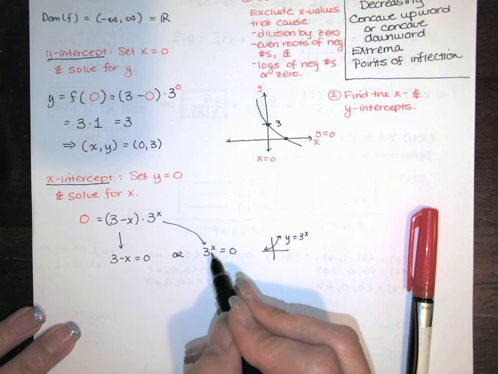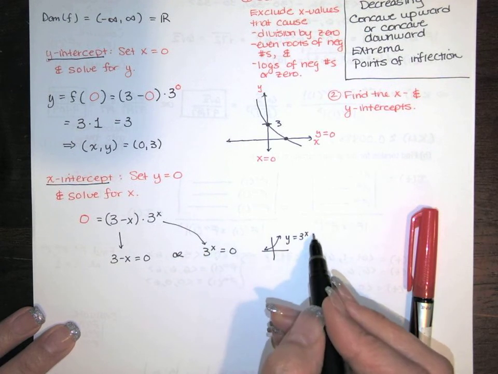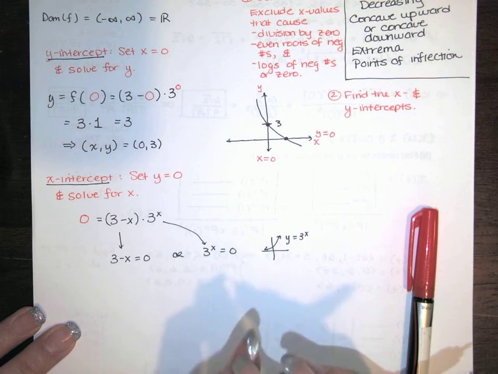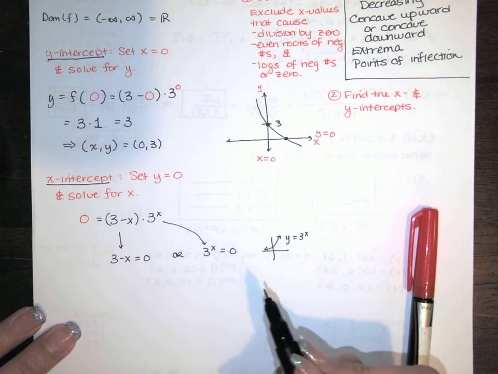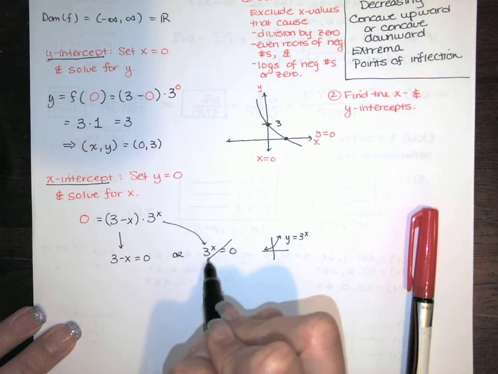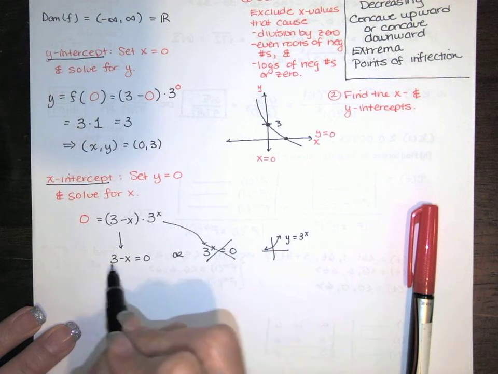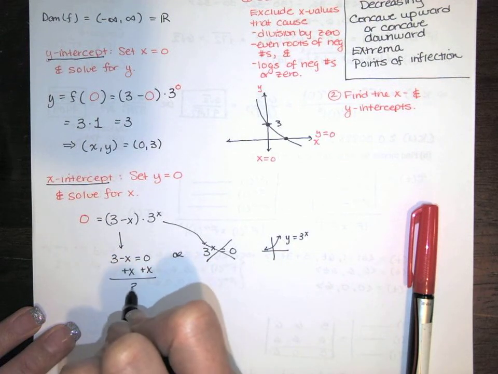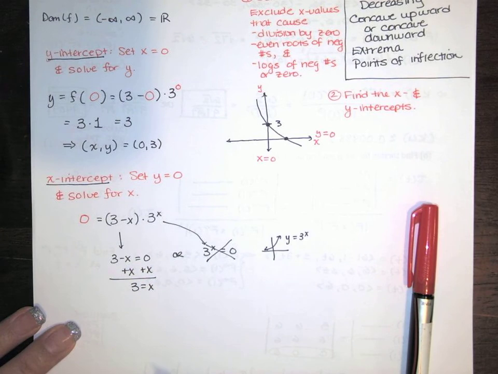If x is -1 million, we get 3 to the -1 millionth power. So it's 1 over 3 to the 1 millionth. It's a very, very tiny positive number. It's not 0. So this never happens. We don't have to worry about that. This does happen. So we'll solve for x by adding x to both sides, and we get x equals 3.